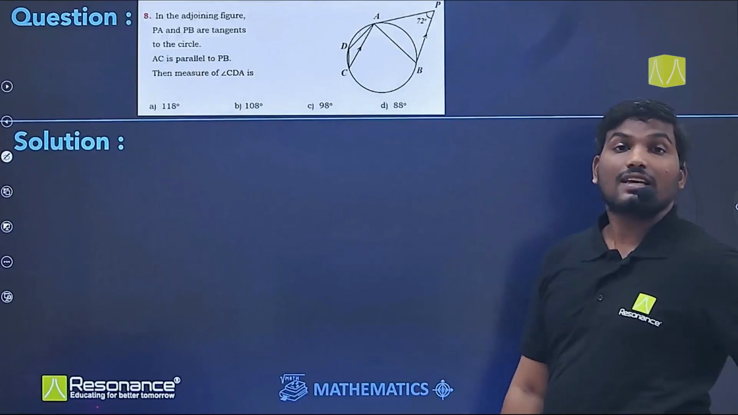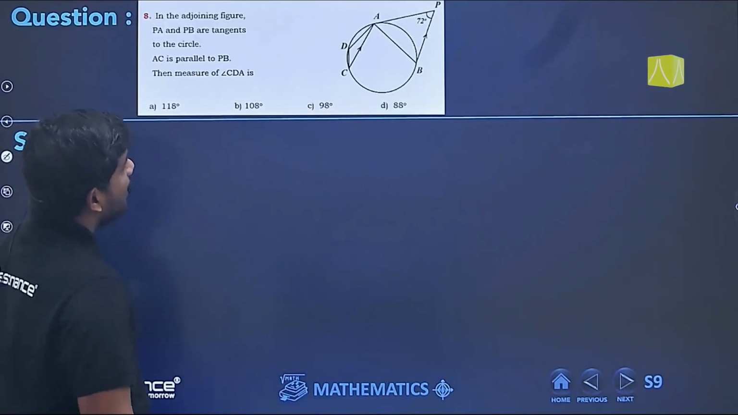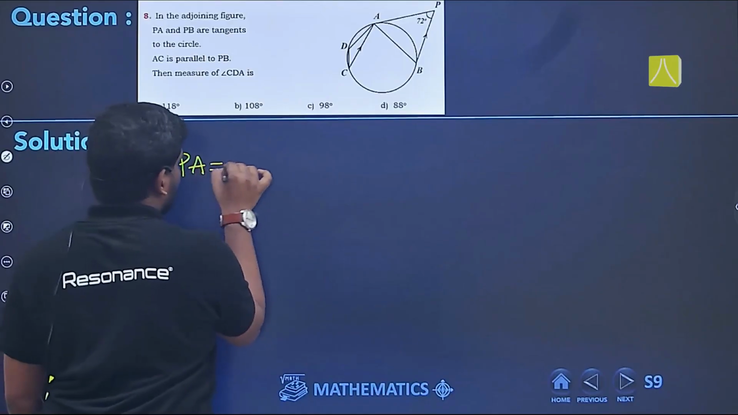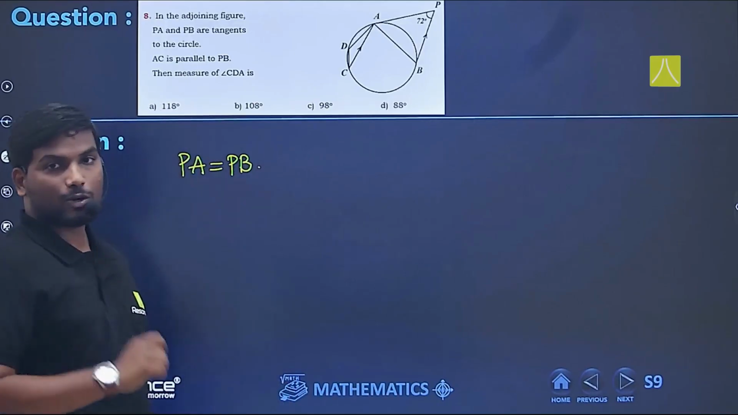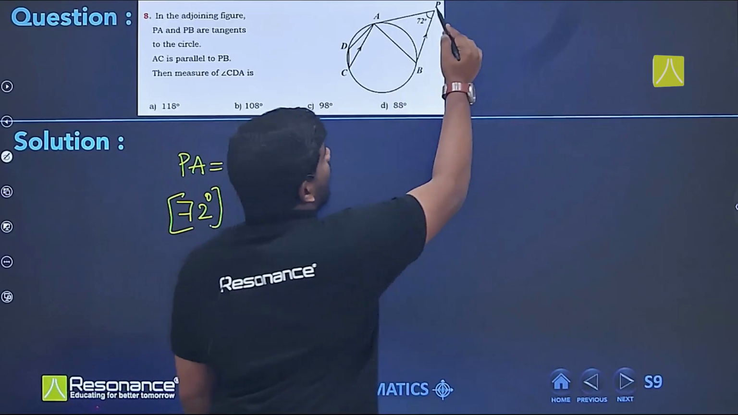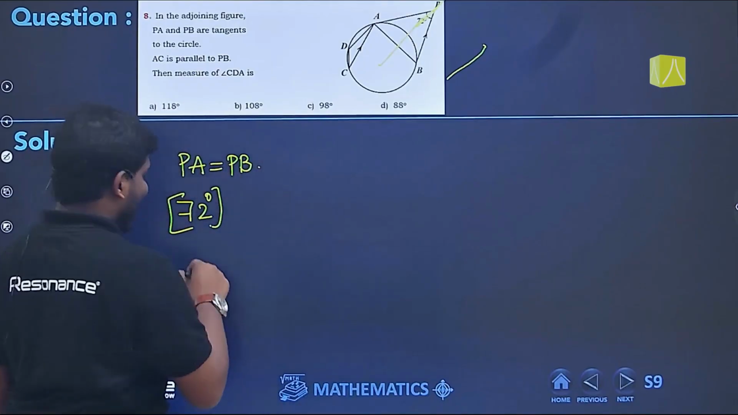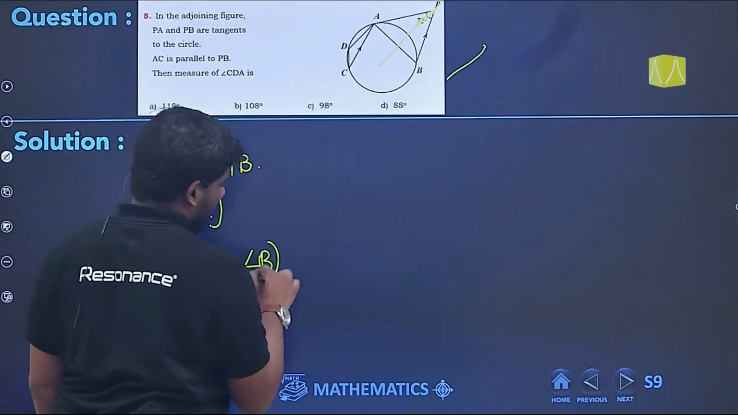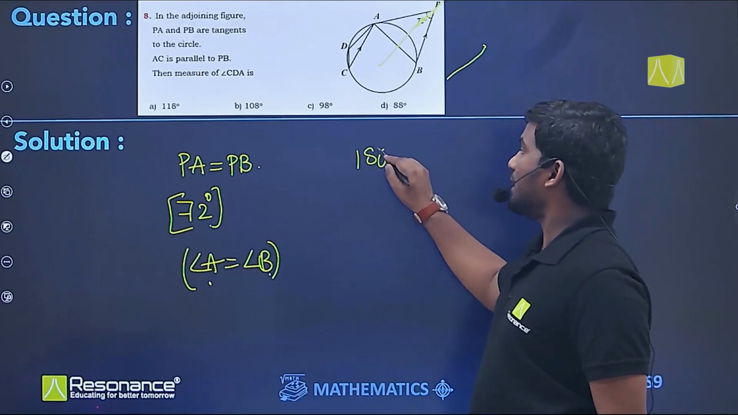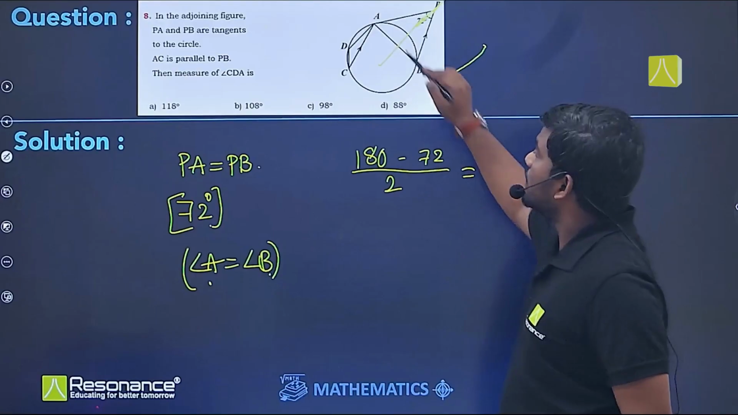We'll go for the next question. All of the questions that we've encountered till now are pretty easy. And in this question, as we see, PA equal to PB from the properties of tangents. Now since PA equal to PB, the angle at A is 72 degrees, and there can be an angular bisector, and angle A would be equal to angle B. Now since this is 72, the other two angles would be (180 minus 72) by 2, which is 54. So this angle is 54.